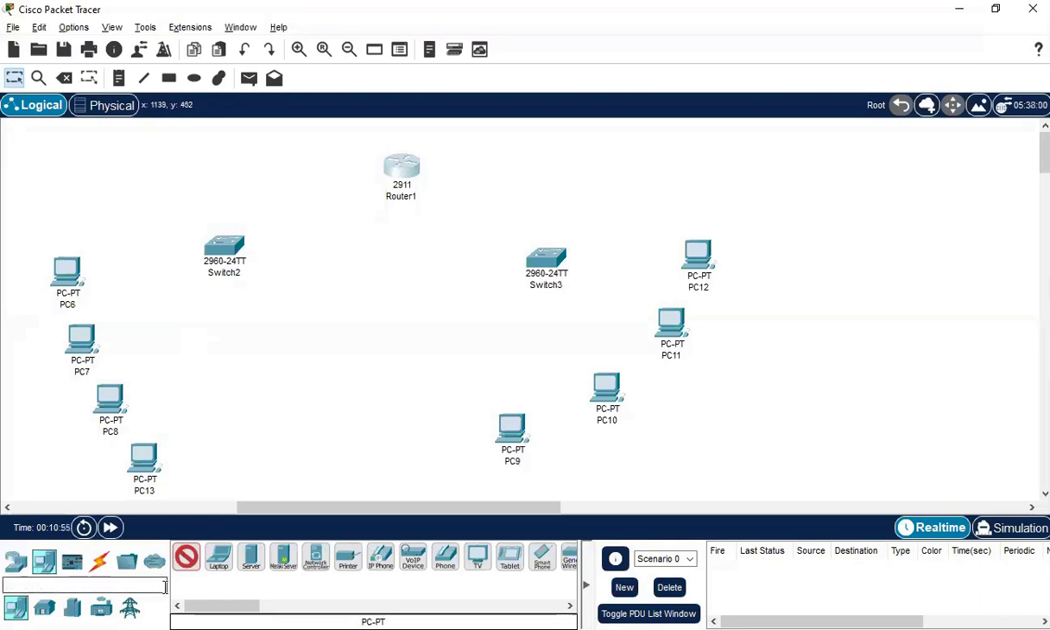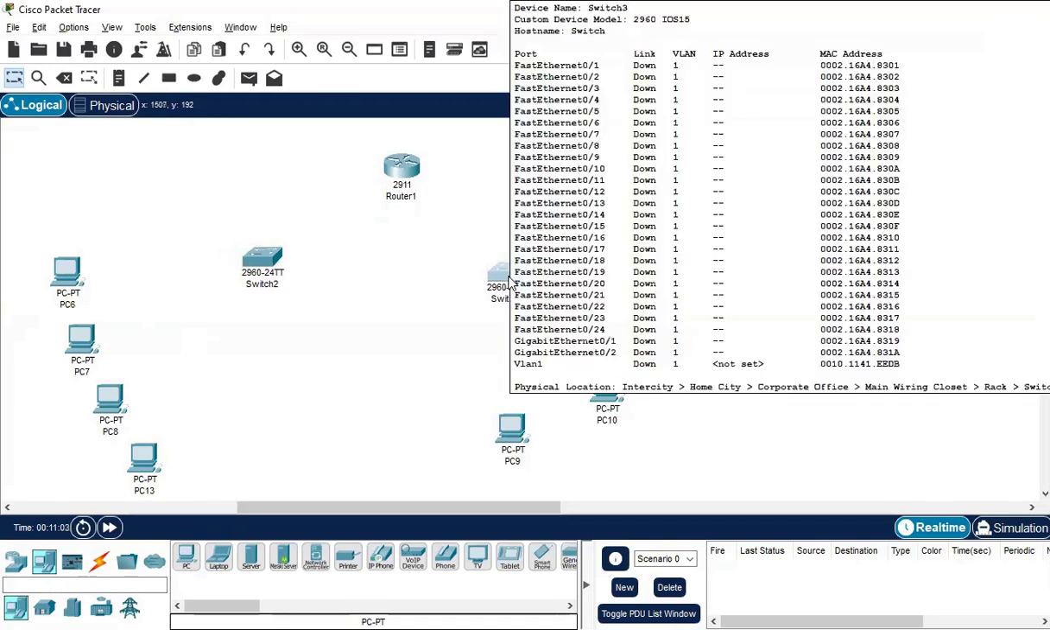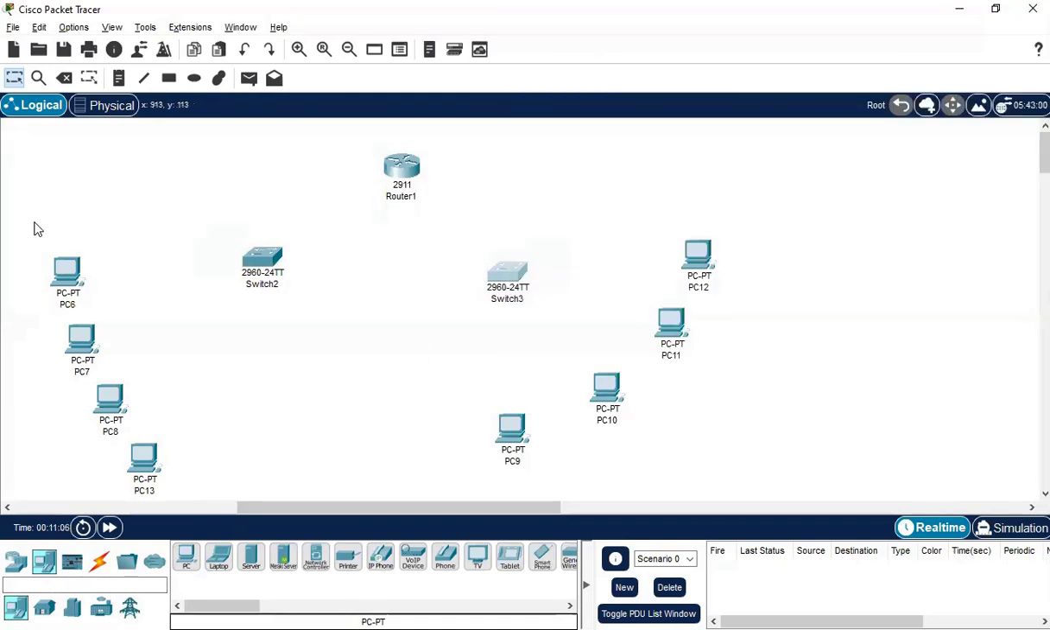Now we are going to do the same by using the router configuration. We are going to assign the router as a DHCP server. Now we will discuss how we can implement this. So I'm going to create a structure like this. Let me make the connection.